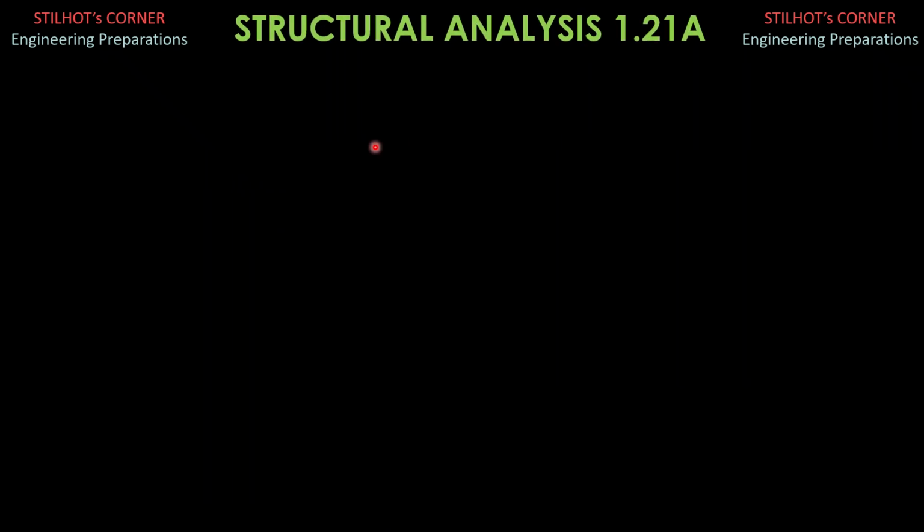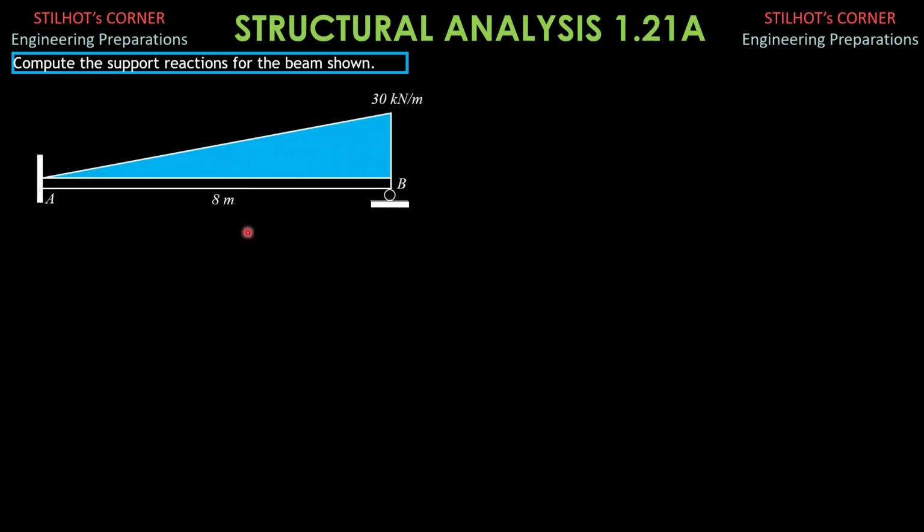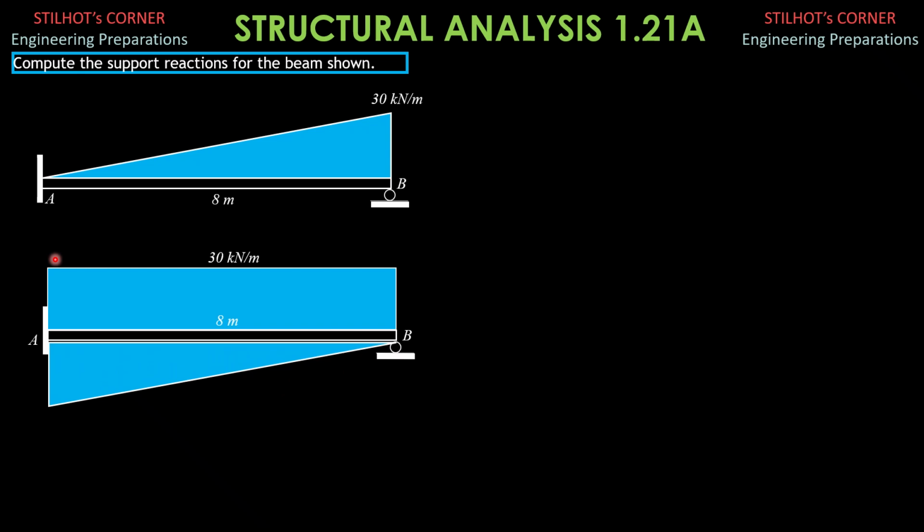So let's have a problem on superposition. Compute the support reactions for the beam shown. So here is the given figure. Since there's no ready-made deflection formula for this triangular loading in the opposite way, let's transform this into a rectangle with magnitude 30 kilonewton per meter, and since we added this 30 kilonewton per meter at the fixed end, we also add an upward load as shown in the figure with a magnitude of 30 kilonewton per meter.